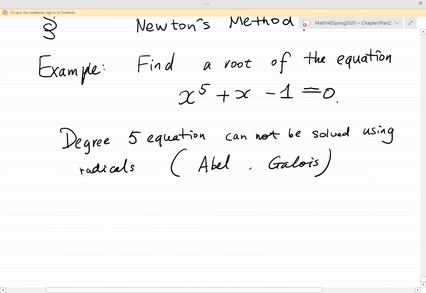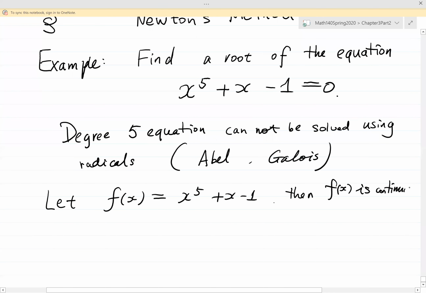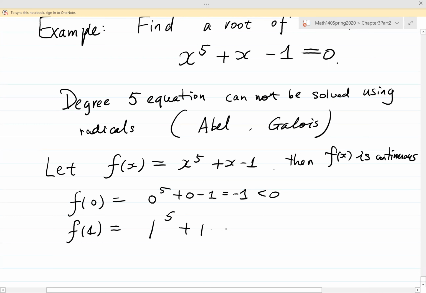First of all, let f(x) be this function, f(x) = x^5 + x - 1. This is continuous everywhere because it's a polynomial. Then you check f(0) = 0^5 + 0 - 1, which is -1, less than 0. Now f(1) = 1^5 + 1 - 1, which is 1, greater than 0. So we can conclude by continuity.